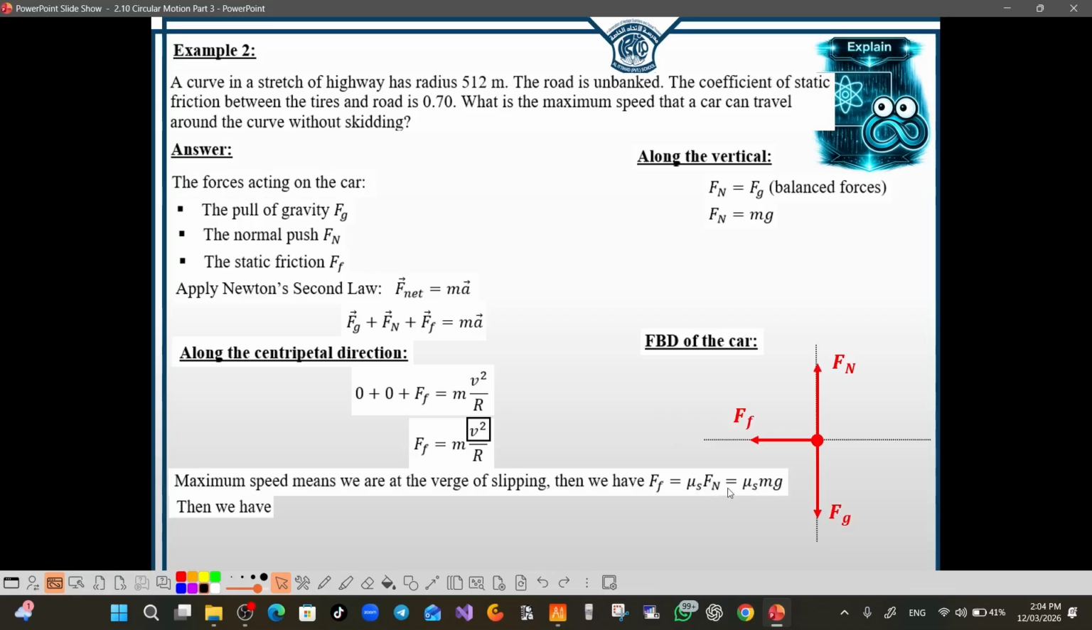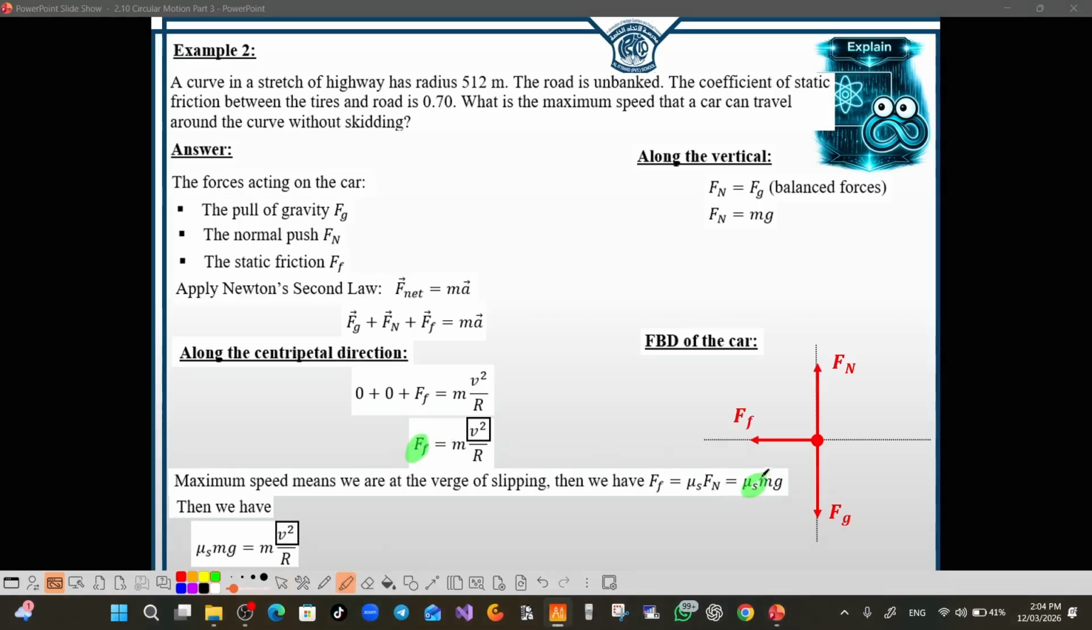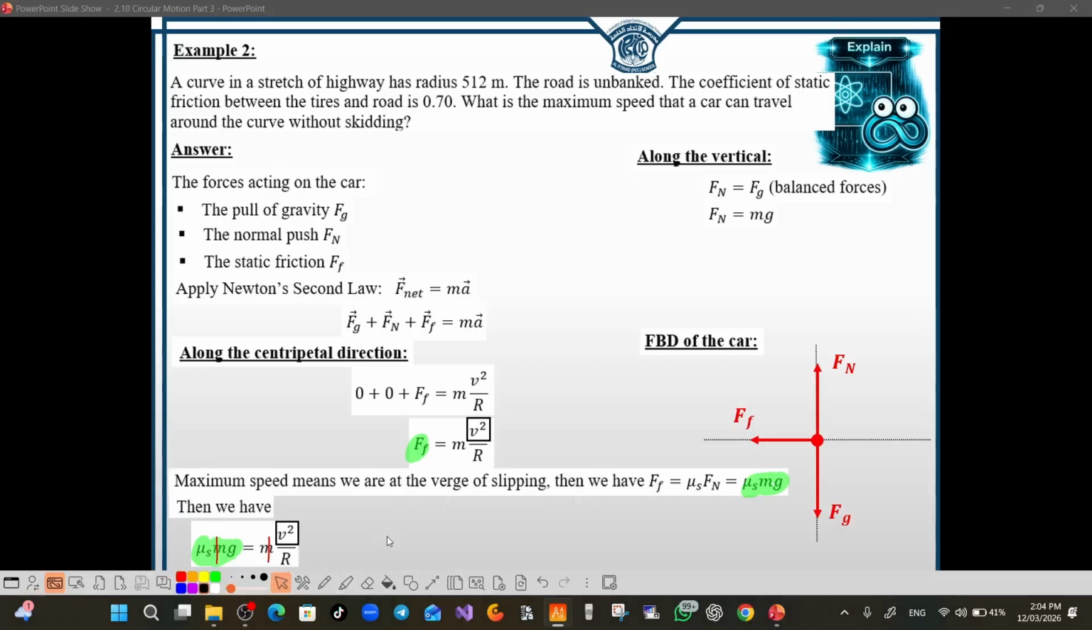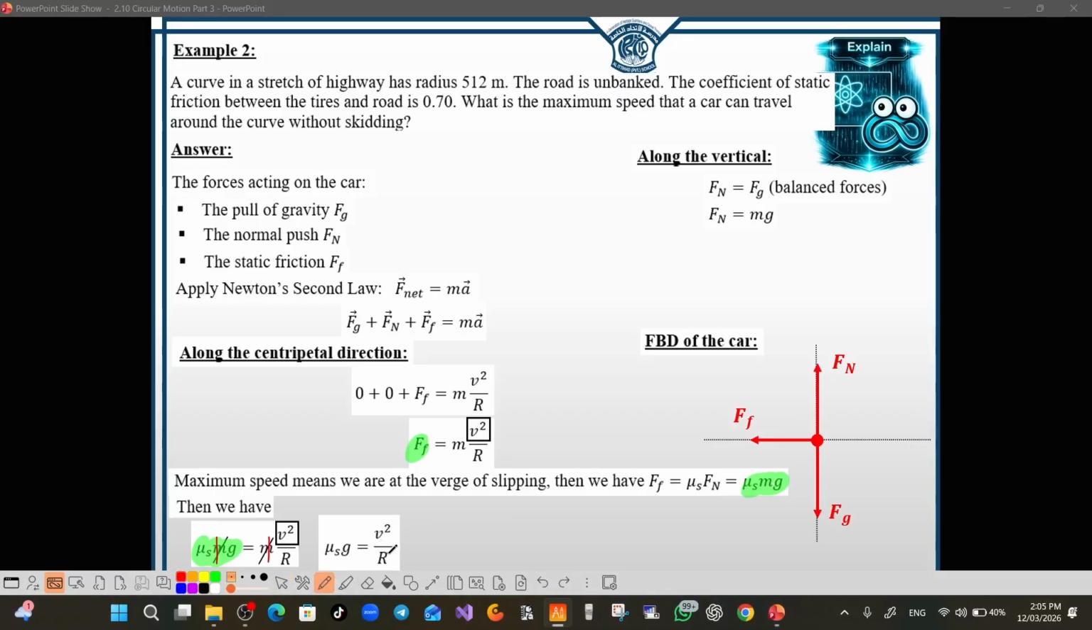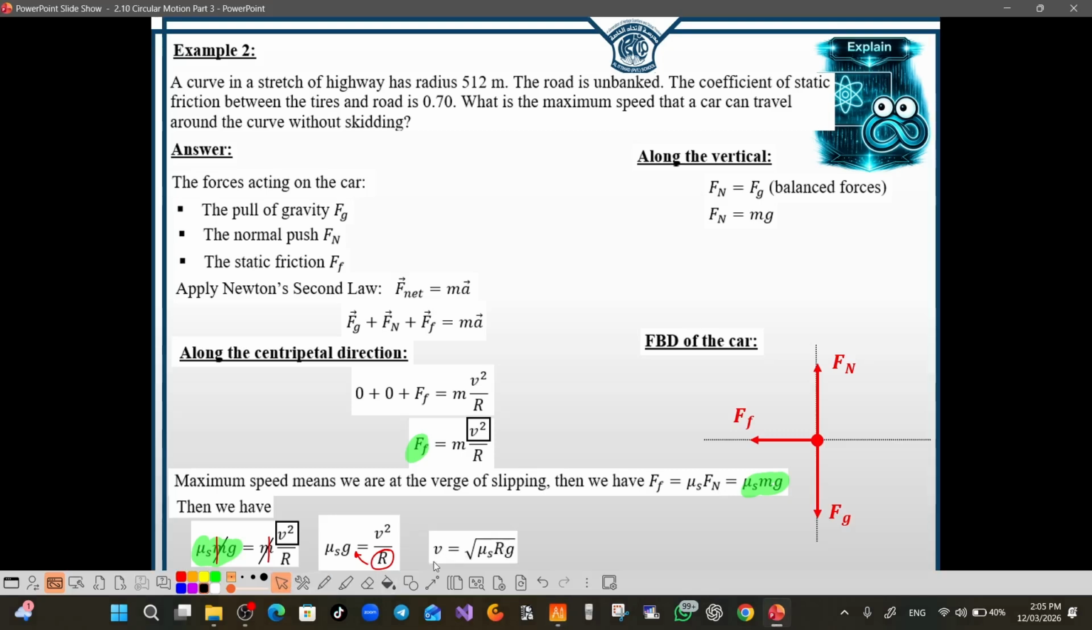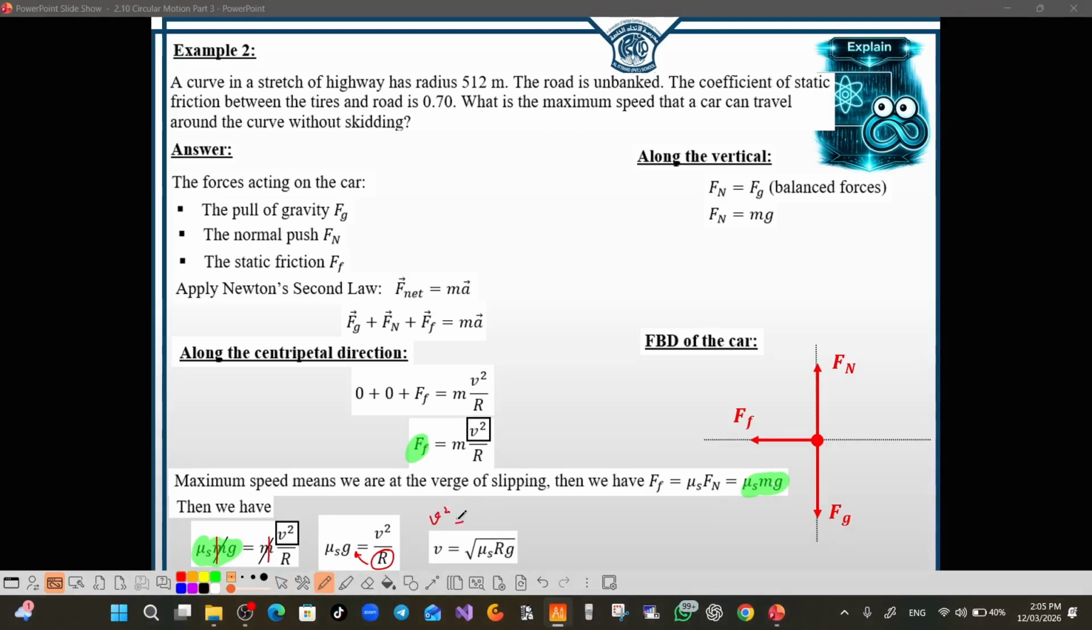So now we can complete the equation. Mu s times Fn is equal to mu s times mg. So we need to replace Ff with mu s mg, and this is what we did. Now we can cancel mass with mass, and mu s times g is equal to v squared over r. Remember that we are looking for v, so we move r to the other hand side, it becomes multiplication. So v squared equals mu s r g.